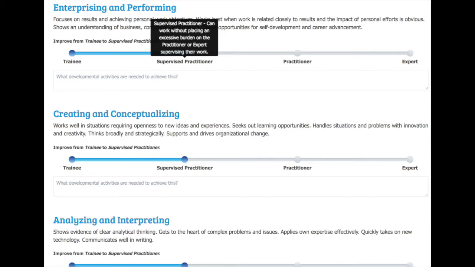But the idea is very simple, and this is a simple tool. You can see it on our website under Tools. It gives you the ability to enter where someone is. So, for example, a practitioner, a supervised practitioner, a practitioner, expert, or even trainee, if most people are trainee in something. But to chart where they are today, to chart where they need to be tomorrow, and then there's a field here underneath each of these competencies in order to say how you will go about making the change.